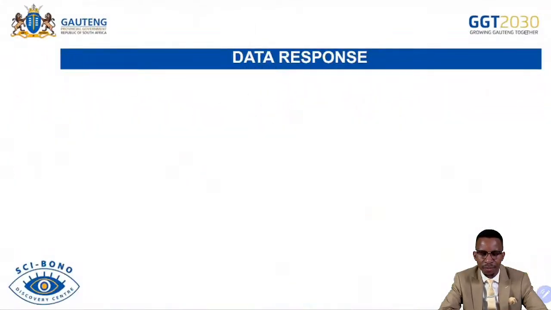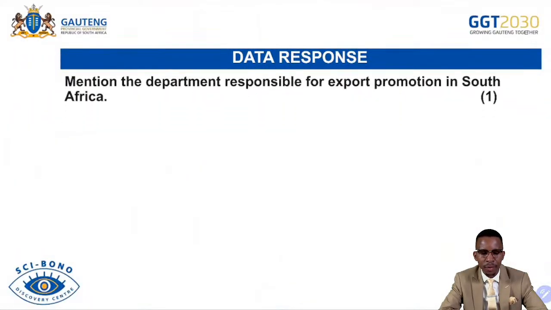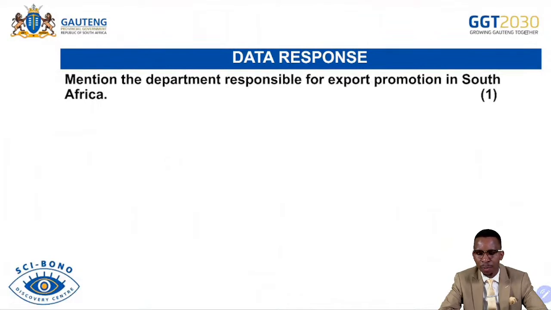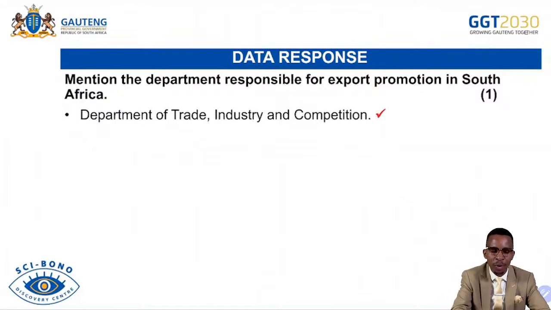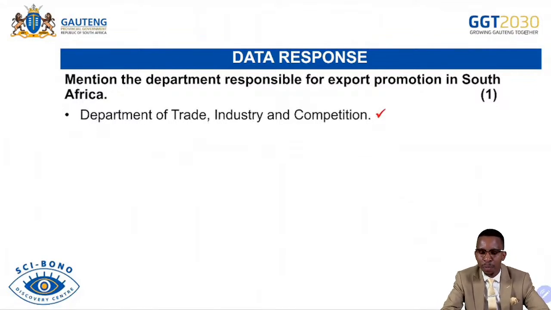Let's look at questions. Mention the department responsible for export promotion in South Africa. So it is not in there. Remember, these kinds of questions can either be there or cannot be there. So Department of Trade, Industry and Competition. This is the department that is responsible for what we call export promotion in South Africa. We call this one the DTIC.